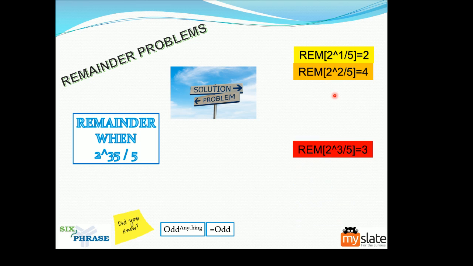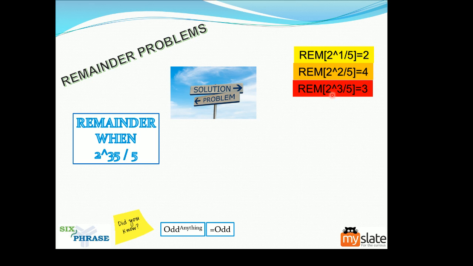Next, 2 cube divided by 5. Now here you cannot use the principle where the dividend is less than the divisor, because what is 2 cube? 2 cube is 8, right? So what is the remainder of 8 divided by 5? It is 3. Okay, so that is the answer.